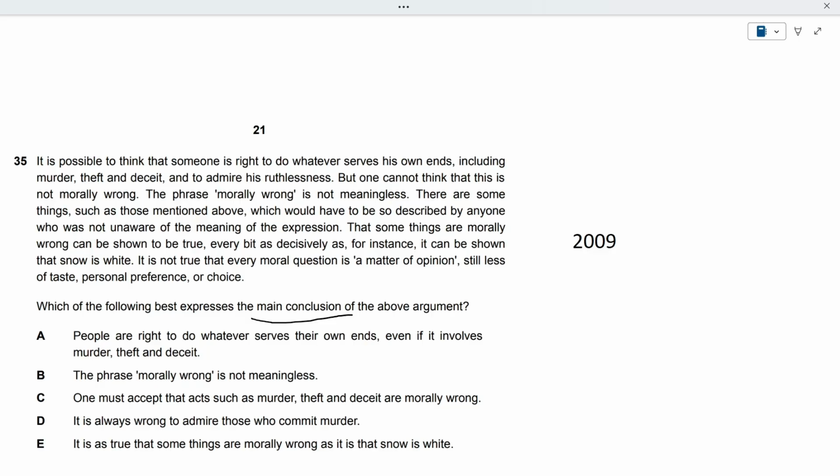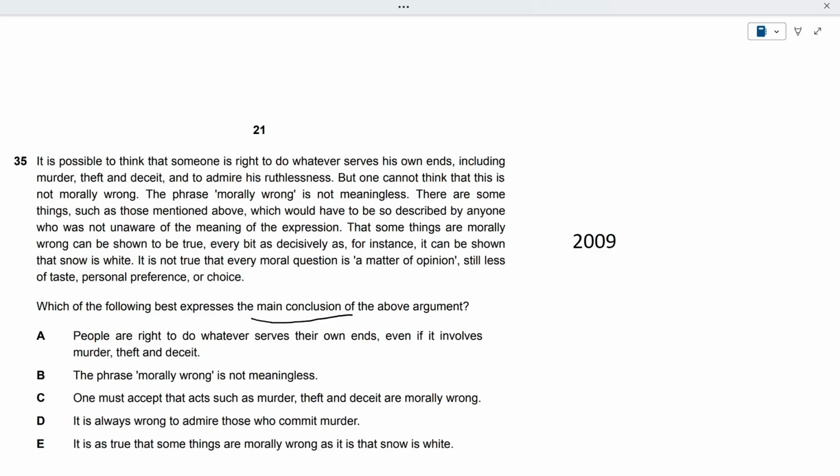You just got to break it down as much as you can. Let's see what we can rule out. A, people are right to do whatever serves their own ends, even if it involves murder, theft, and deceit. I'm going to keep it for now. There's nothing that necessarily makes me rule it out, but I'm sort of unsure. B, the phrase morally wrong is not meaningless. I'm going to keep that as well.